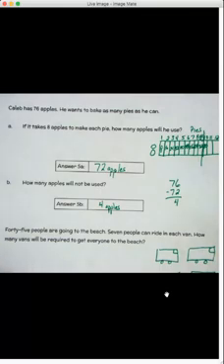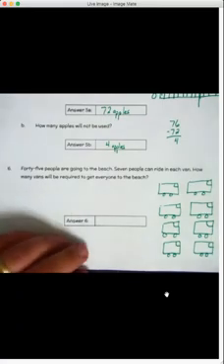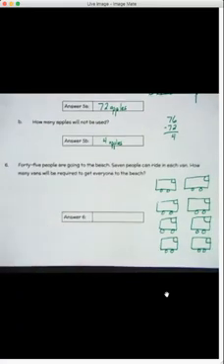Okay. Number 6. 45 people are going to the beach. I wish I was going with them, don't you? 7 people can ride in each van. How many vans will be required to get everyone to the beach?